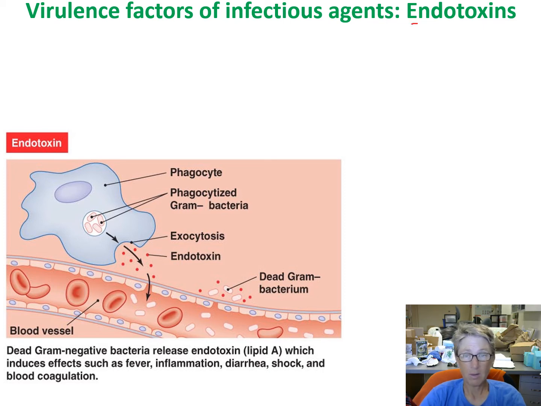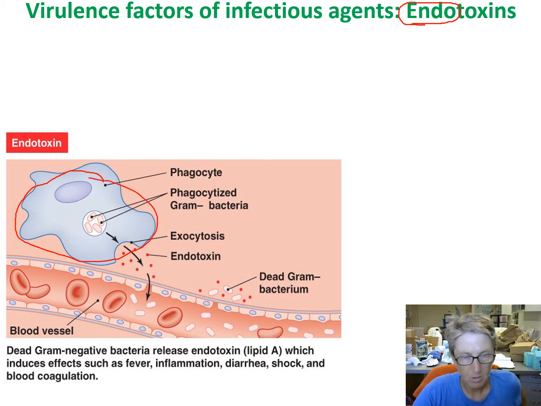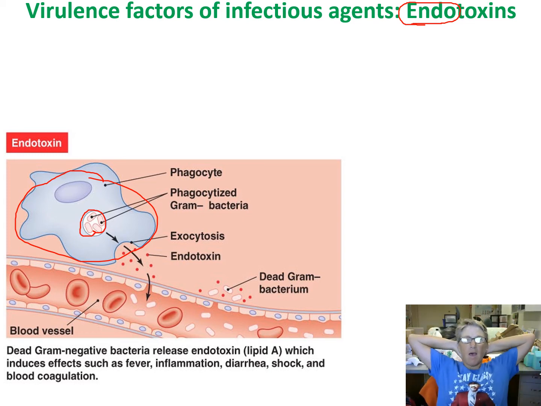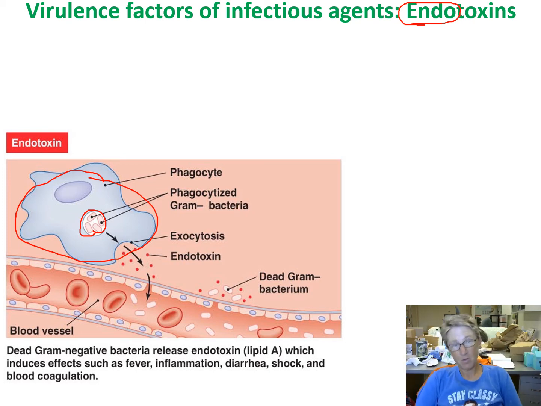Now let's look at the virulence factor called an endotoxin, and we've already talked about this a little bit. In this cartoon, here's a phagocyte. This big guy's a phagocyte. It has phagocytized a gram-negative bacteria. And if you remember, gram-negative bacteria have that outer membrane, and in the outer membrane of the gram-negative bacteria is lipopolysaccharide, or LPS, which is very virulent. It's a highly rated virulence factor.